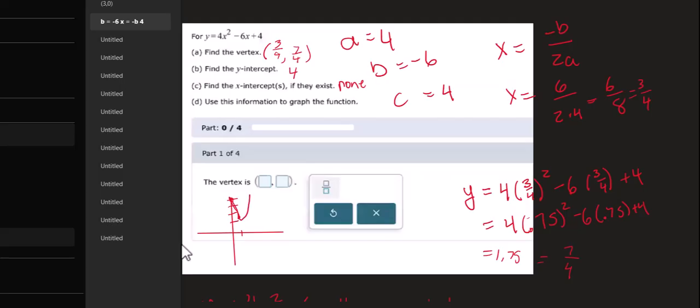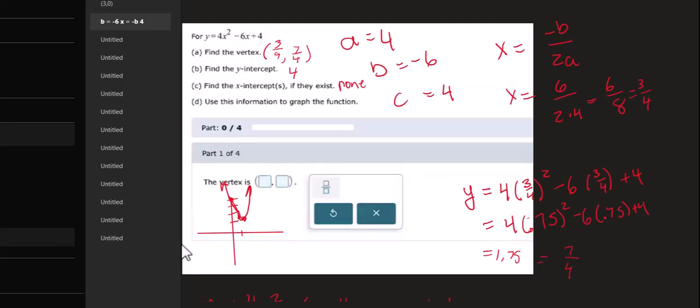You can also always just find another point on the graph. And since this vertex was kind of hard to place, well, you really need to place the vertex. I don't know if it allows you to type the vertex in or not.